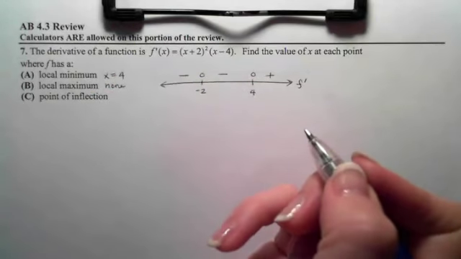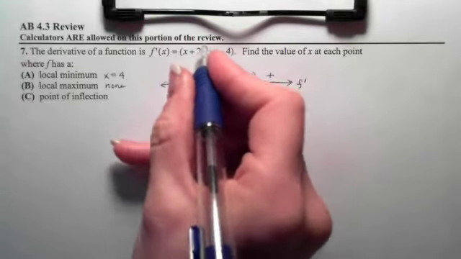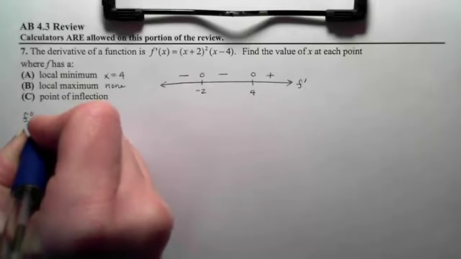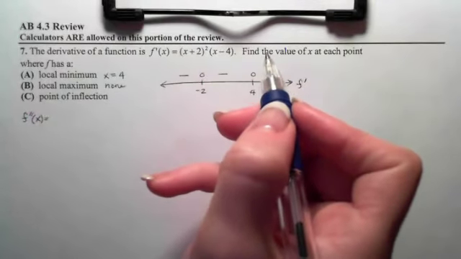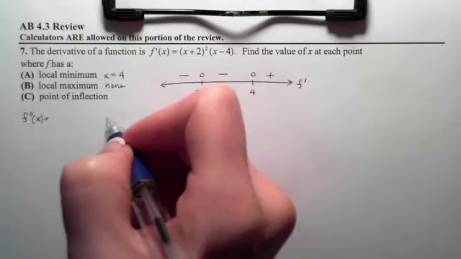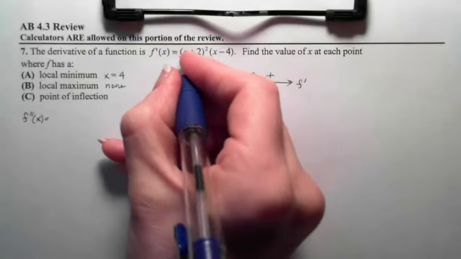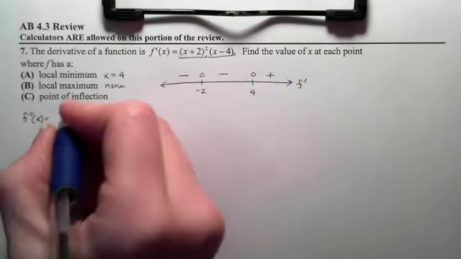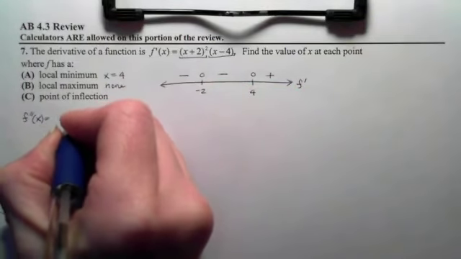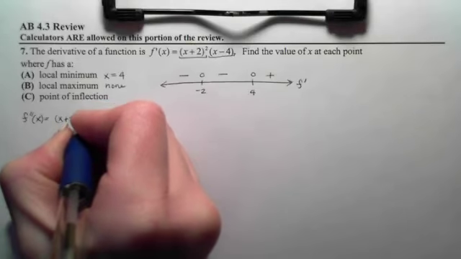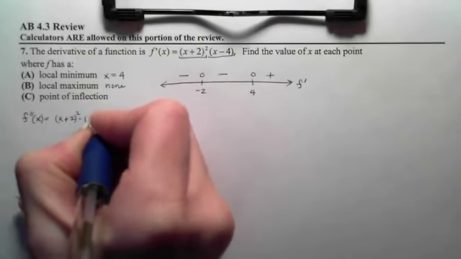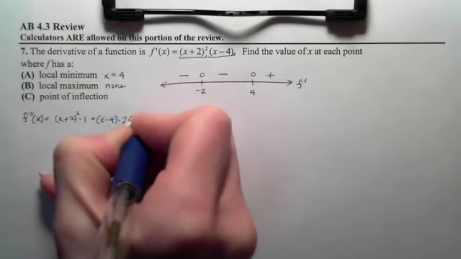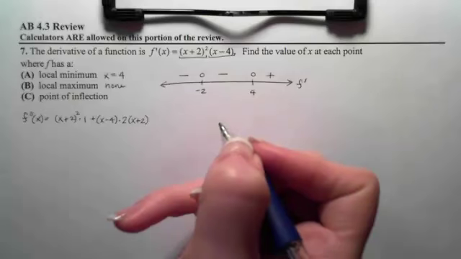Now, in order to find the point of inflection, I have to take the second derivative. So taking the second derivative, I have an option. I can either multiply this all out and then take the derivative and then refactor, or I can use the product rule with the chain rule and just write my second derivative. So I'm going to choose to do it using that method. I have an x plus 2 squared times a 1 plus an x minus 4 times a 2 times an x plus 2 raised to the 1 times a 1.